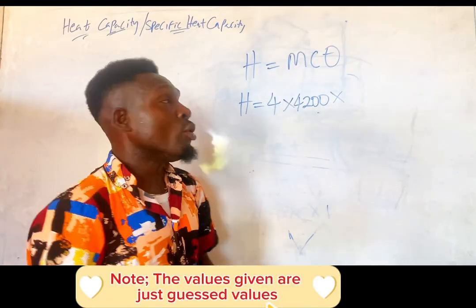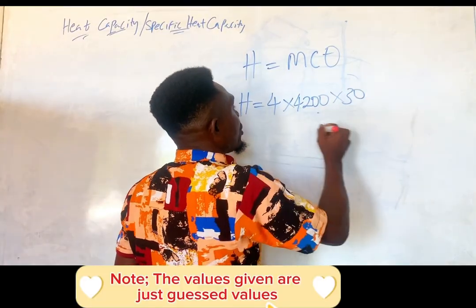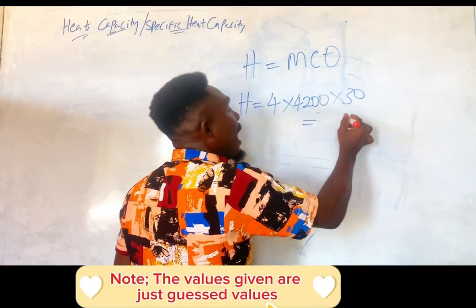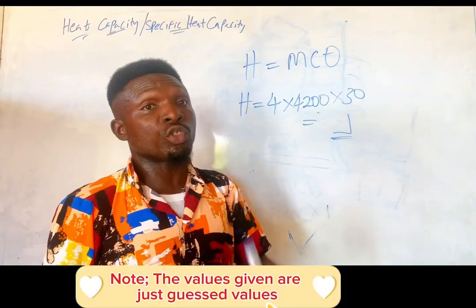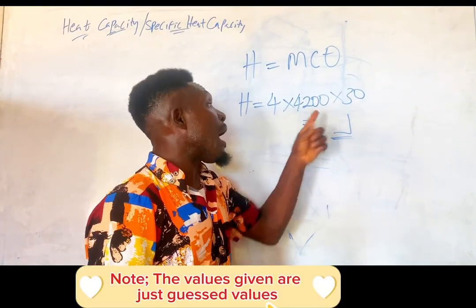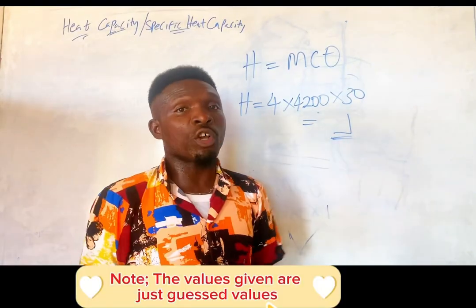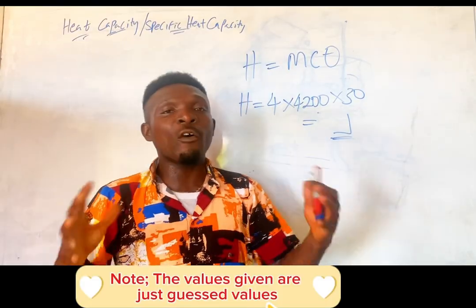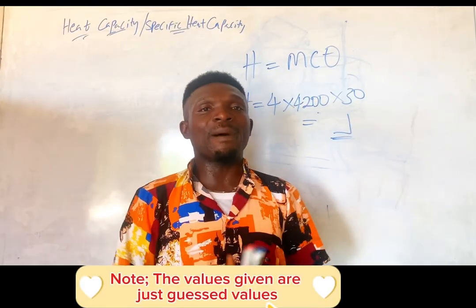So you do 40 minus 10, which is equal to what? 30. So this is the heat. So you press your 4 times 4,200 times 30, and your answer must be in what? Joules. You can punch that in your calculator, and please give me your answer in the comment section. This is the first part of heat capacity.